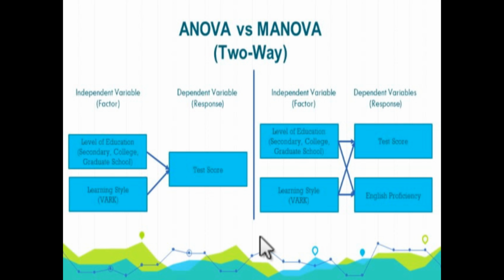On the other hand, we have on the right side an example or an illustration of the two-way MANOVA. As you can see, there are also two independent variables, same with two-way ANOVA. However, there are two dependent variables.